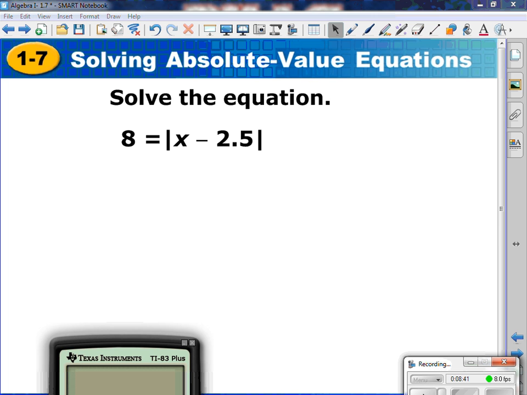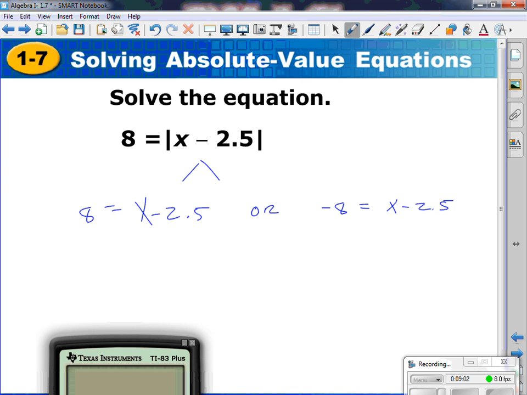Let's see how we did. Do I have absolute value equals something? Since I have absolute value equals something, I can split it apart into two pieces. I'm going to have 8 equals x minus 2.5, or how do I write the other one? Negative 8 equals x minus 2.5. All you do is change the answer to a negative, because that absolute value changes everything to become positive.